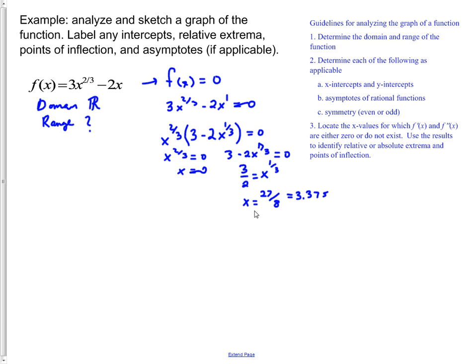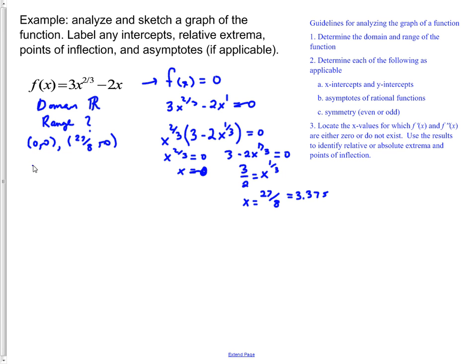If you want to have a sort of a beat on where that's going to go on your graph, it helps to get that decimal value. Okay, so we got x equals 0 and x equals 27/8. Those are our two intercepts: (0, 0), which is also our y-intercept, and (27/8, 0). Okay, not too bad.